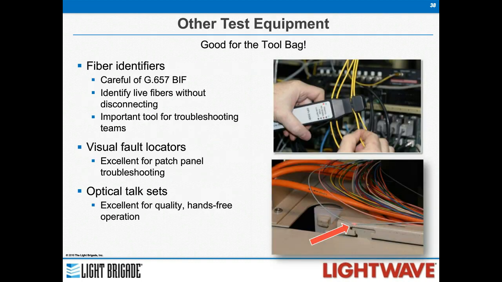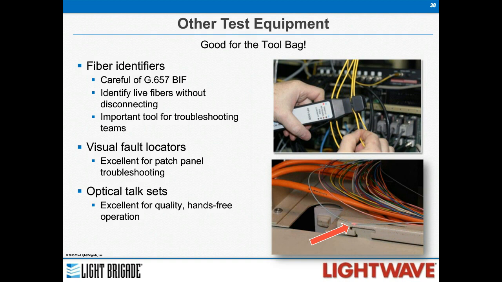So last piece of equipment we'll talk about. A couple other things to have in your tool bag, particularly if you're doing troubleshooting, but we find at least the VFL, the Visual Fault Locator, to be something that everybody should have. And most OTDRs will have one built in. Fiber identifiers are a piece of equipment that you can attach to a cable, to one of the jumpers on one end, and find out if you have live fiber. So before you're going to disconnect it, it's a great thing to check. It's a really important one for troubleshooting teams.